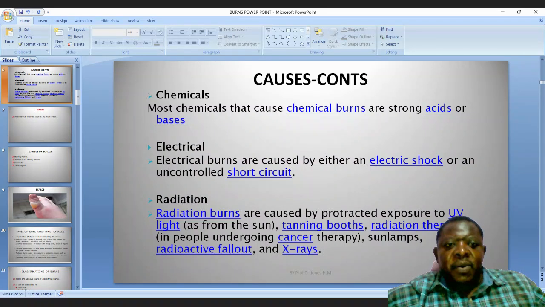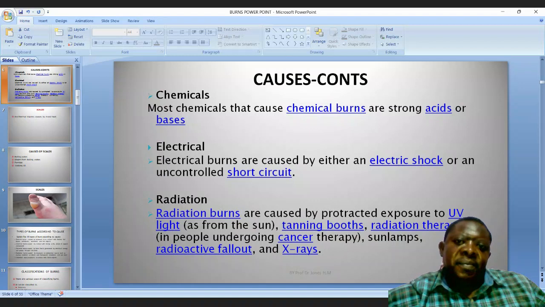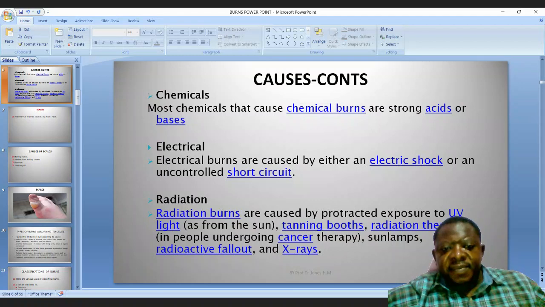Under chemical, most chemicals that may cause burns are strong acids or bases. When we say electrical, electrical burns are caused by either an electric shock or an uncontrolled short circuit. Then radiation burns are caused by protracted exposure to ultraviolet light.